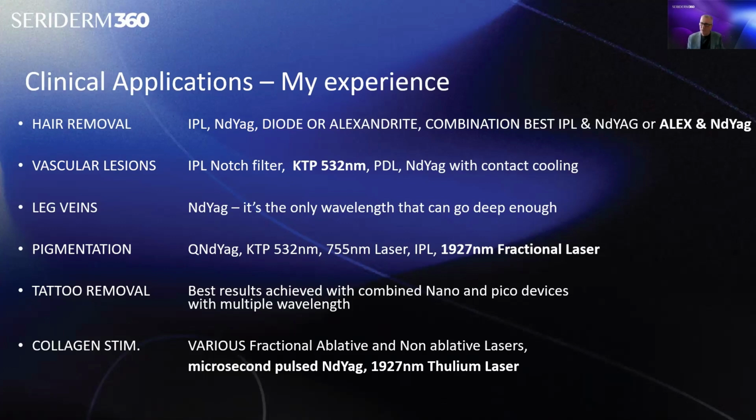Are you looking to treat professional tattoos? Are you just looking to do some amateur tattoos, in which case you can probably get away with a cheaper, mediocre type of nanosecond device? But if you want the best results on tattoo removal, then you combine nano and pico devices with multiple wavelengths, and 4 wavelengths are often the best way to go. Tattoo removal depends very much on your budget because you can have machines from really cheap prices up to £180,000 worth of equipment.